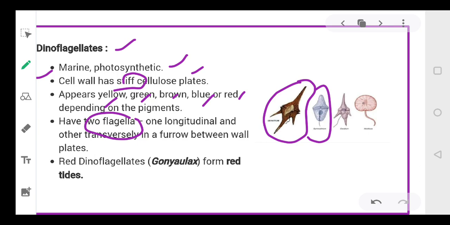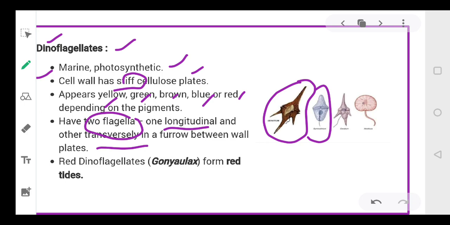That is why their name is dinoflagellate. Di means two, flagellates means flagella. So they contain two flagella: one is longitudinal and another is transverse. One is longitudinally present, one is transversely present. So two flagella will be present.